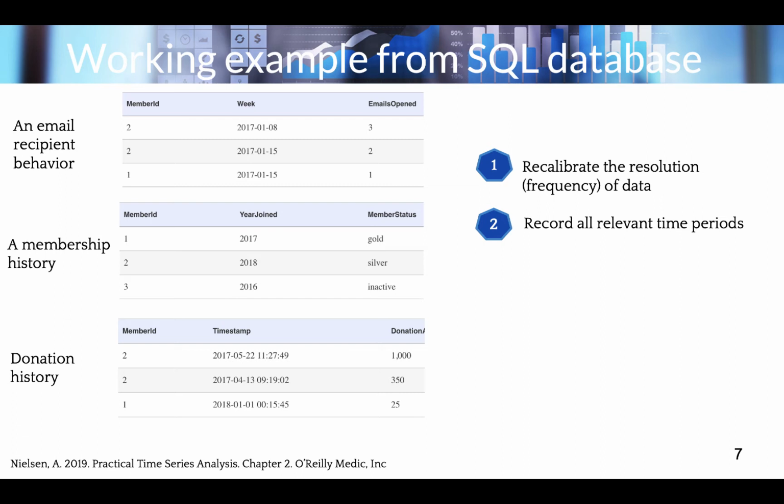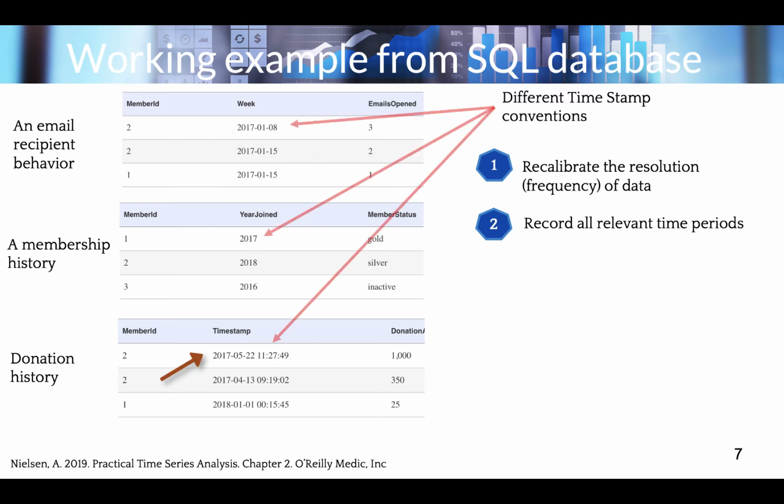You may notice time variables display as year, yearly member status, date, a weekly record of email open, and date timestamp of donations. First, we can downsample the donation data to turn it into the weekly time series that will become comparable to the email data.